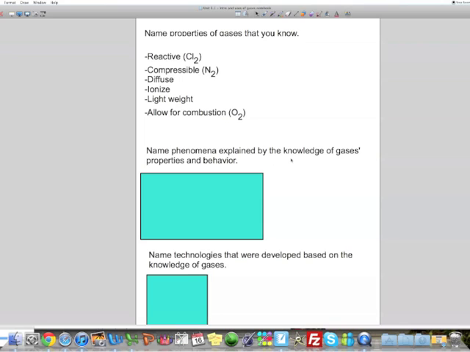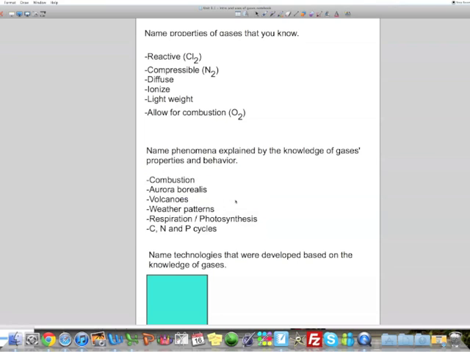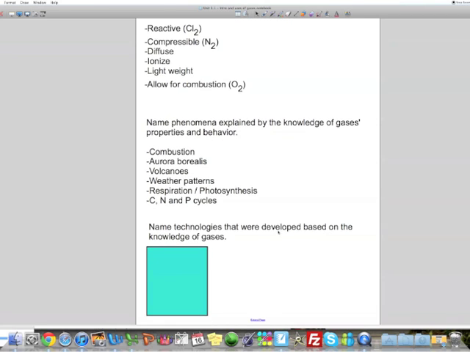Now, name phenomena explained by the knowledge of gases, properties and behavior. Let's see. We have combustion, been talking about it. Aurora borealis, so the northern lights, you see that obviously up north. So that's also, again, based on the quantum theory. That's a very good example of it. Volcanoes, weather patterns. We talked about air masses last year. So another phenomena based on temperature of different air masses. They'll move differently and create different weather patterns. Respiration, photosynthesis, I'm not going to repeat. Carbon, nitrogen, and phosphorus cycles, again, I will not talk about. We've talked about that enough last year.